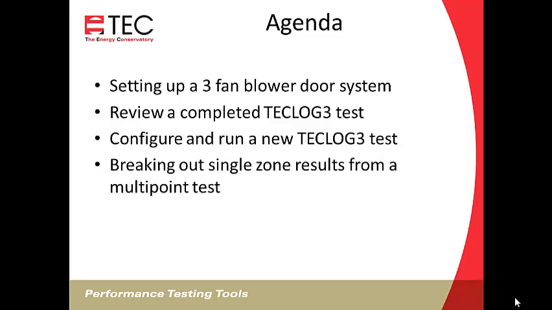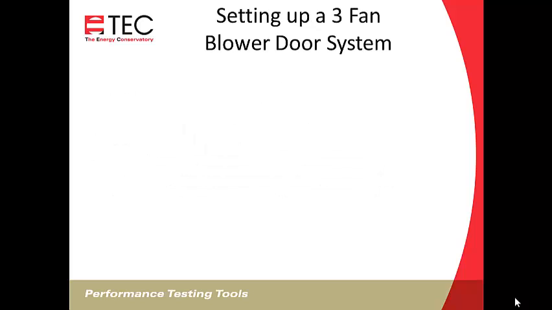And then we'll look at breaking out single zone results from a multi-point test. A lot of times when you're testing a commercial building, there'll be spaces that aren't intentionally connected to others. There's no door from the main body of the building into other zones. You have to enter them from the outside. Some examples of that might be an electrical or a mechanical room, or maybe you're testing a strip mall or something like that where there's no doors between the units, and you want to know the tightness of each individual zone. There's a way to do that with some additional steps, and we'll talk about that.